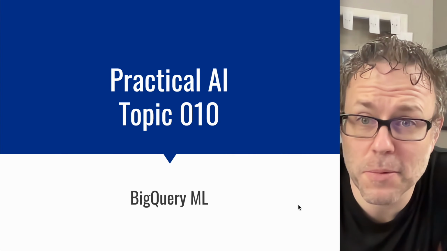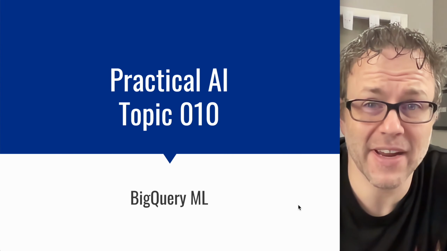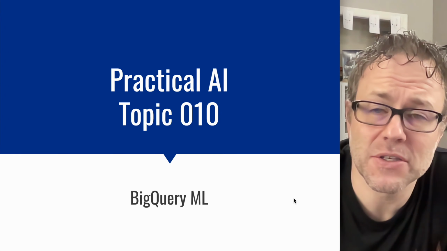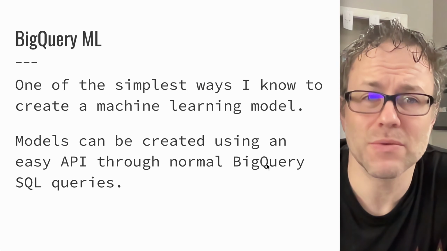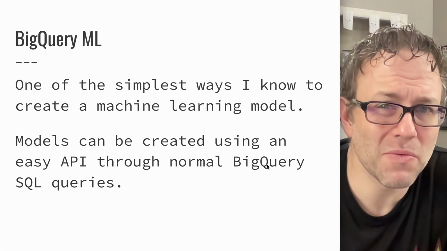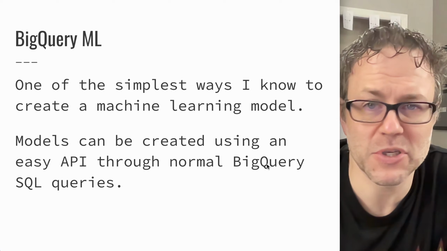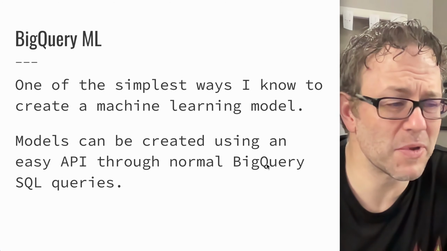So we've learned a little bit about engineering our features and creating a view for our data. Now we'll get into actually working with BigQuery ML to create a model and testing it. So the nice thing about BigQuery ML is it's a really easy way to create a machine learning model. It's just as simple as writing some SQL.